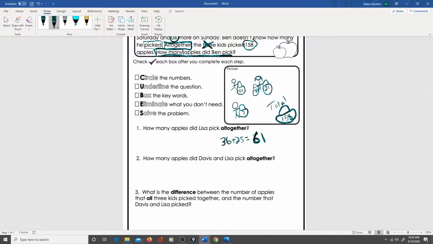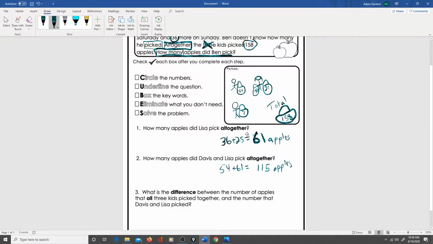Well, Davis had 54 from my picture. Plus 61. Okay, again, it's going to leave me with a 5. Nothing to carry. 6 plus 5 is 11. So that's 115. And we got to always label, apples. And then in here, we're going to look.